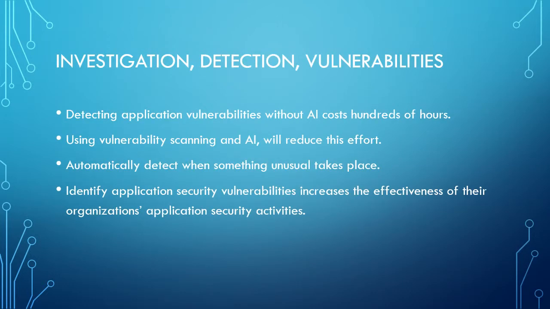AI will play an important role in vulnerability identification and response. Hundreds of hours can be spent in vulnerability identification and patching. Using vulnerability scanning and artificial intelligence will reduce this effort, and AI can automatically detect when something unusual takes place. Using automated vulnerability scanning and artificial intelligence will greatly reduce the time spent in this critical activity, more so when new vulnerabilities are discovered.